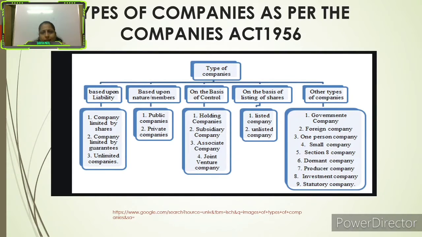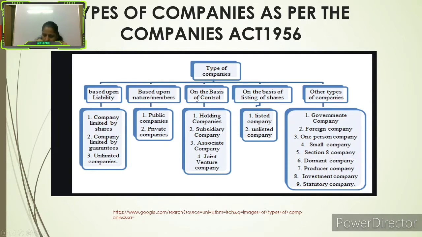Now, types of companies as per the Companies Act 1956. Based upon the liability: company limited by shares, company limited by guarantee, unlimited company. Based upon the nature and members: public companies, private companies. On the basis of control: holding companies, subsidiary company, associate company, joint venture. On the basis of listing of shares: listed company, unlisted company. Other types of companies: government company, foreign company, one-person company, small company, Section 8 company, dormant company, producer company, investment company, statutory company. According to Companies Act 1956, the companies are classified as follows.